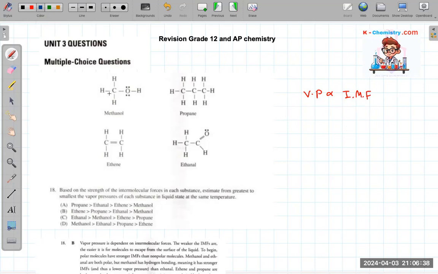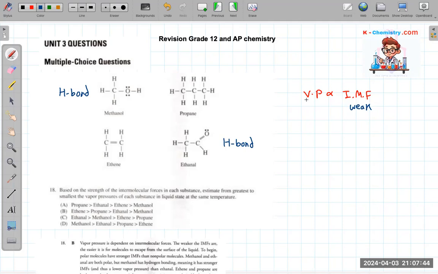We have the methanol here, which can make hydrogen bonds. So here, this is the ethanol. I can see the ethanol here also has a hydrogen bond because it has the O and H. This has no OH, and this is propane. So let's have a look. The weaker the intermolecular forces, the easier it is for the molecules to break apart from the liquid. So they begin to form a vapor, and then the vapor pressure increases.